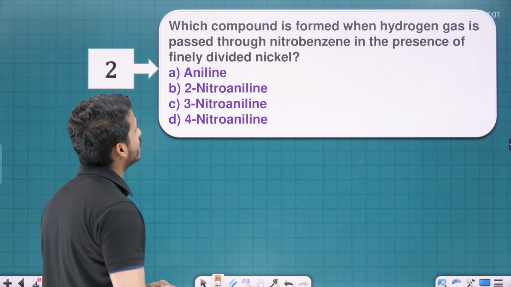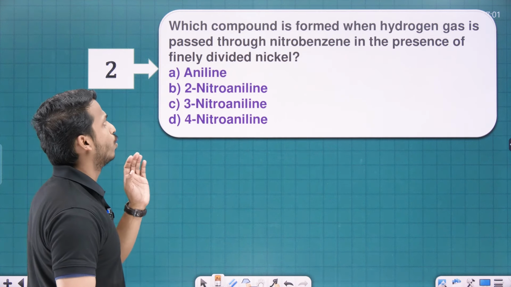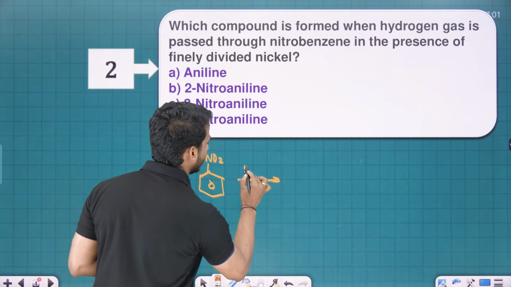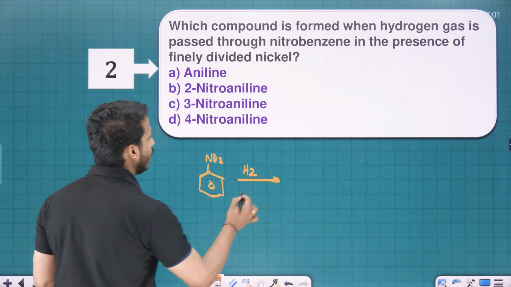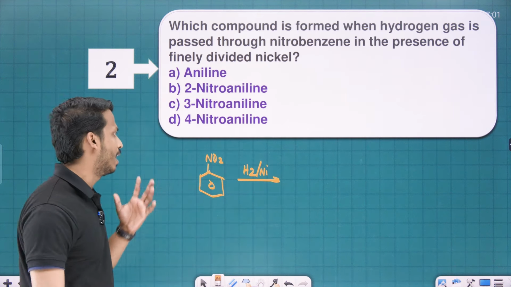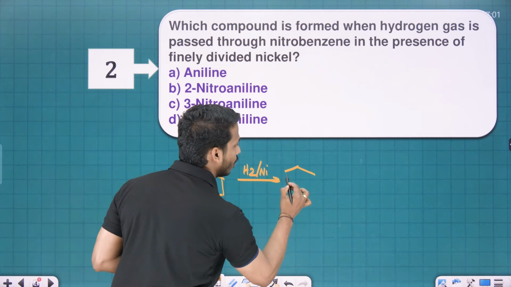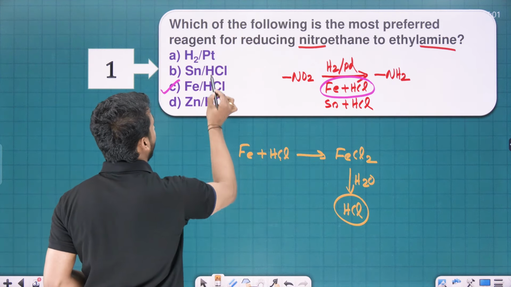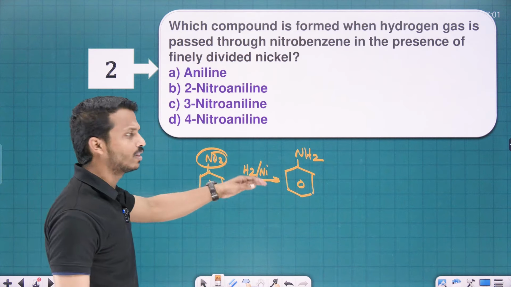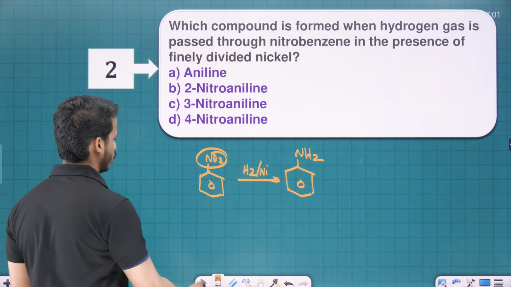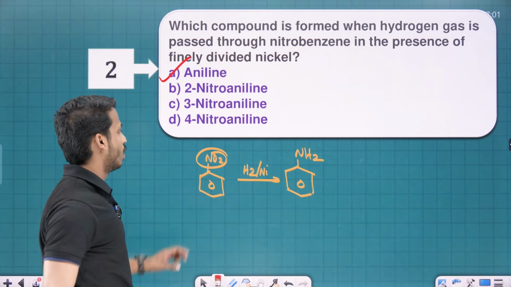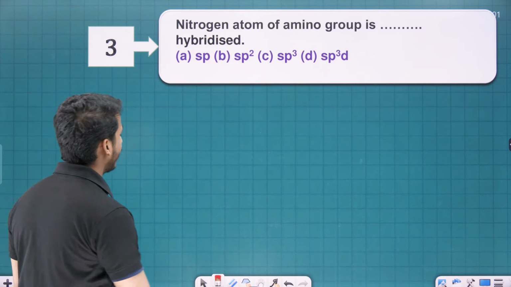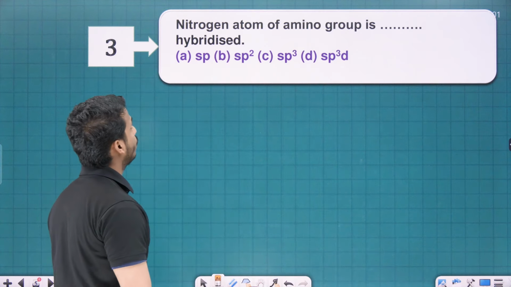Which compound is formed when hydrogen gas is passed through nitrobenzene? Nitrobenzene, with hydrogen gas in the presence of finely divided nickel. Hydrogen with a nickel or palladium catalyst. What happens? The nitro group is converted to NH2, same reaction. Here we said hydrogen with palladium, or hydrogen with nickel, same purpose. NO2 is converted to NH2. What is that compound called? Aniline. Right. So nitrobenzene on reduction with hydrogen gives aniline.